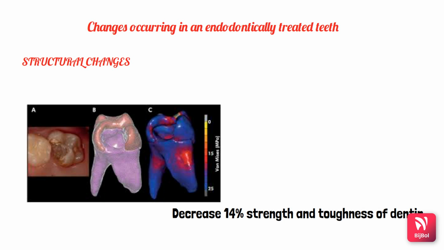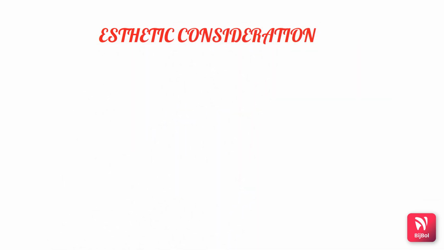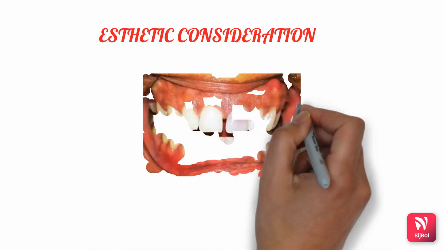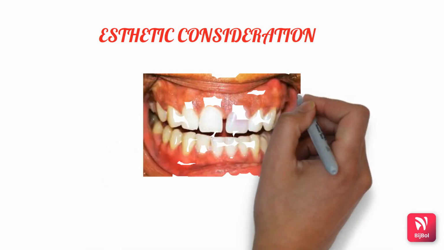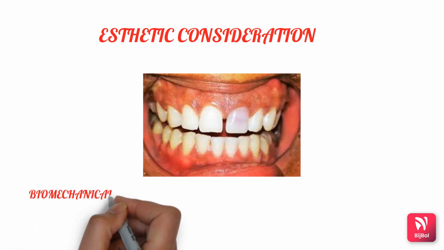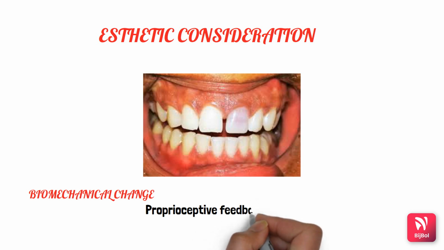Next, we'll see about the aesthetic considerations. Non-vital teeth show loss of translucency and discoloration due to various reasons like the necrotic pulp, endodontic procedures, and the root canal filling materials. So, the loss of tooth structure due to fracture or caries requires further aesthetic considerations for restoration of endodontically treated teeth. And next we'll see about the biomechanical changes. Here, the proprioceptor feedback mechanism is lost after the endodontic treatment. This might subject the endodontically treated teeth to greater loads than the vital tooth.